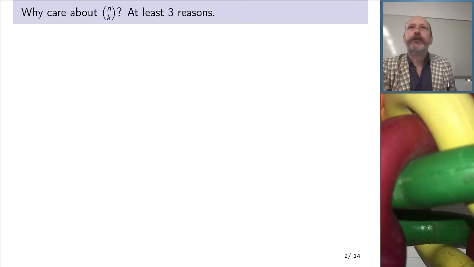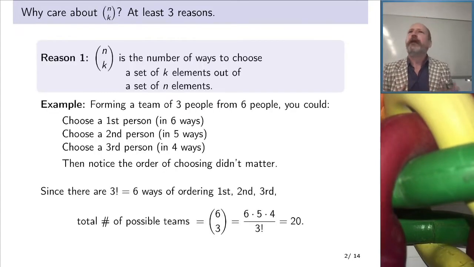Okay, so why should you care about these binomial coefficients? Well, I'm going to tell you about three reasons. The first one I'll tell you about carefully. I suspect that many of you, or maybe all of you, know this. N choose k is the number of ways to pick a set of k elements out of a set of n elements. So to choose a subset of k from a set of n.